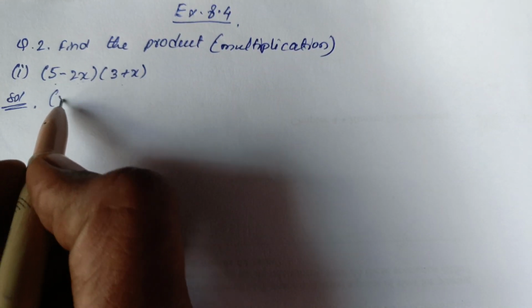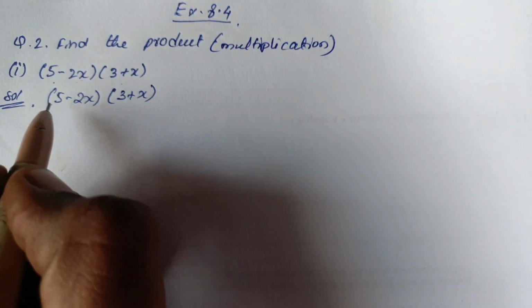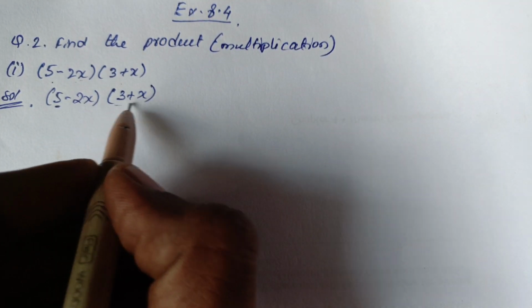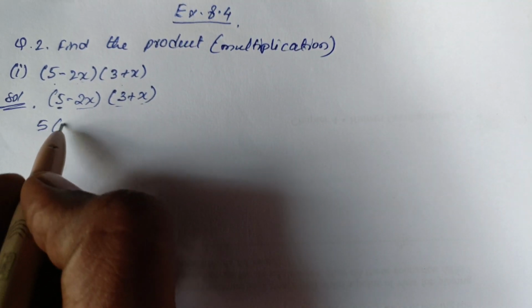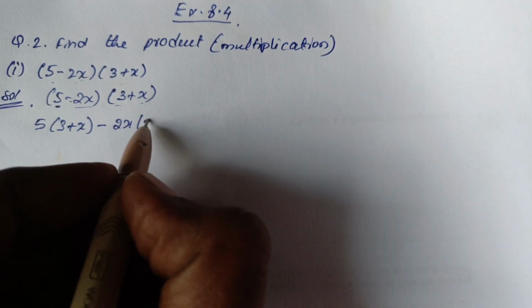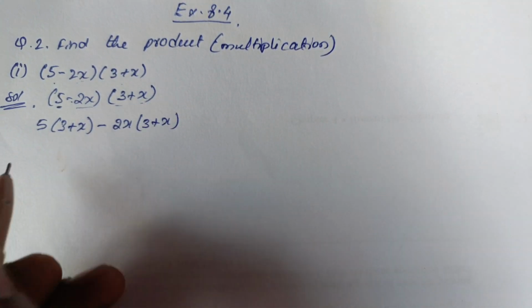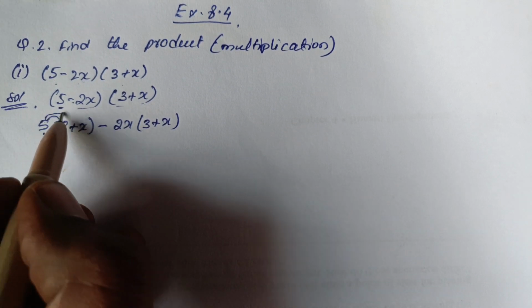So let's see, (5 − 2x) into (3 + x). We need to multiply 5 with both these terms and 2x with both these terms. Let's write 5 into (3 + x) minus, as it is, 2x into (3 + x). Now multiply. 5 should be multiplied with 3 and then x, 5x.